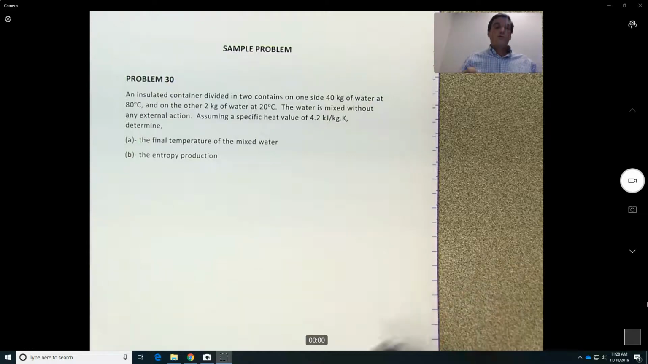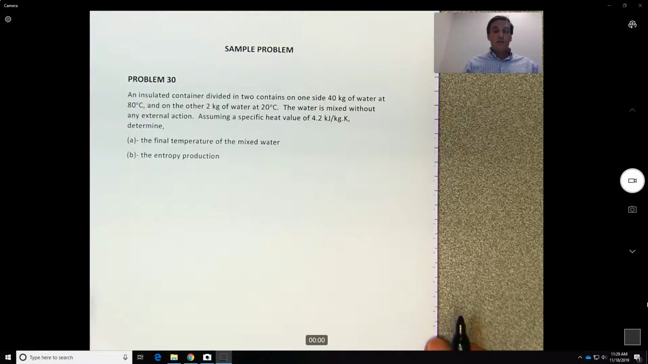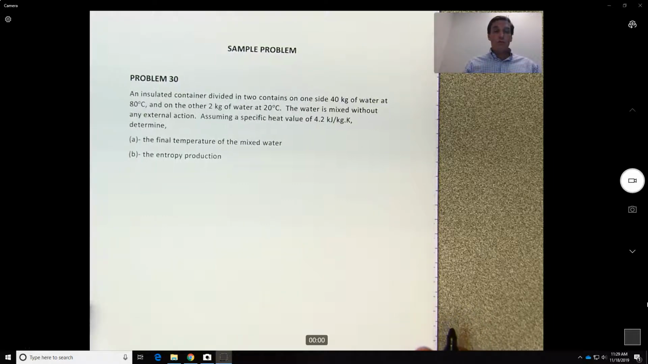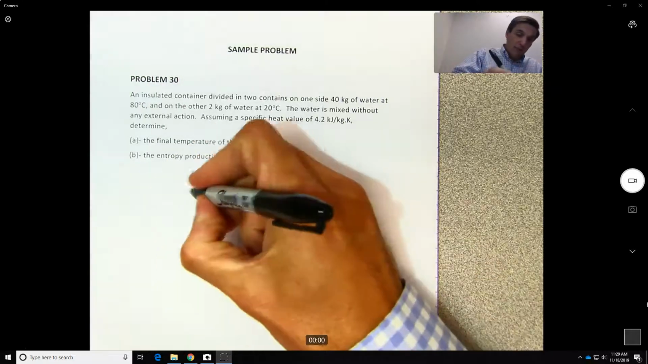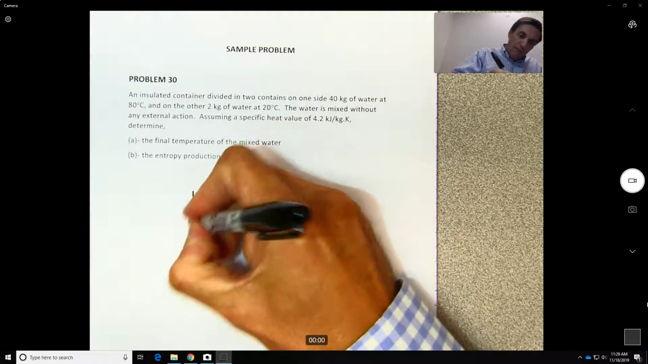Okay, so let us do the first problem of those TDS relations in order to calculate the change in entropy. So in here we have an insulated container divided in two, containing on one side 40 kilograms of water at 80 degrees Celsius and on the other 2 kilograms of water at 20 degrees Celsius. So like always we need a figure.